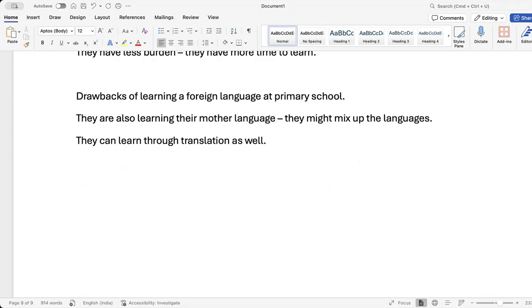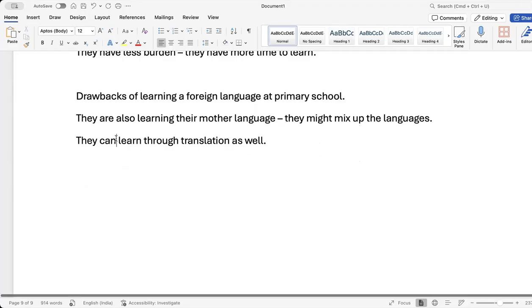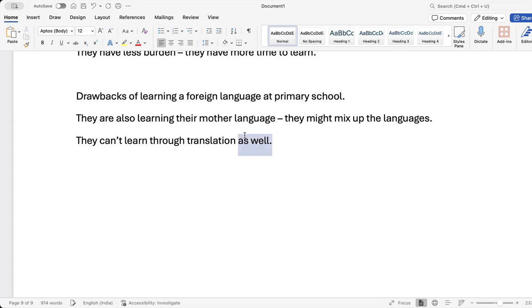Which might not be possible at a younger age because they have not mastered their mother tongue fully. So they can't be taught through translation at a younger age. But they can be taught through translation when they're in secondary school. So that is a drawback. They can't learn through translation at primary school.